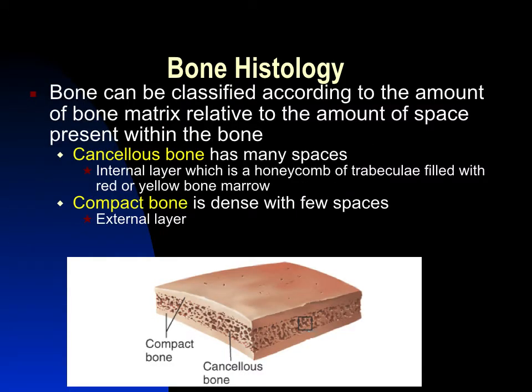Okay, as I mentioned, bone is classified by the amount of matrix relative to the space present. Cancellous bone or spongy bone has lots of spaces. It's lightweight but strong, and these trabeculae form a kind of reinforced network. And inside the trabeculae will be marrow. The compact bone is very dense with few spaces.